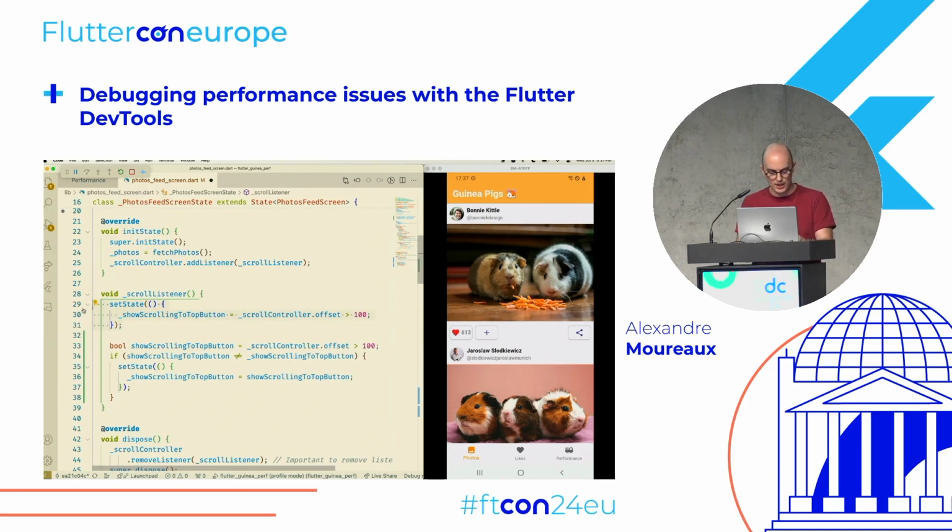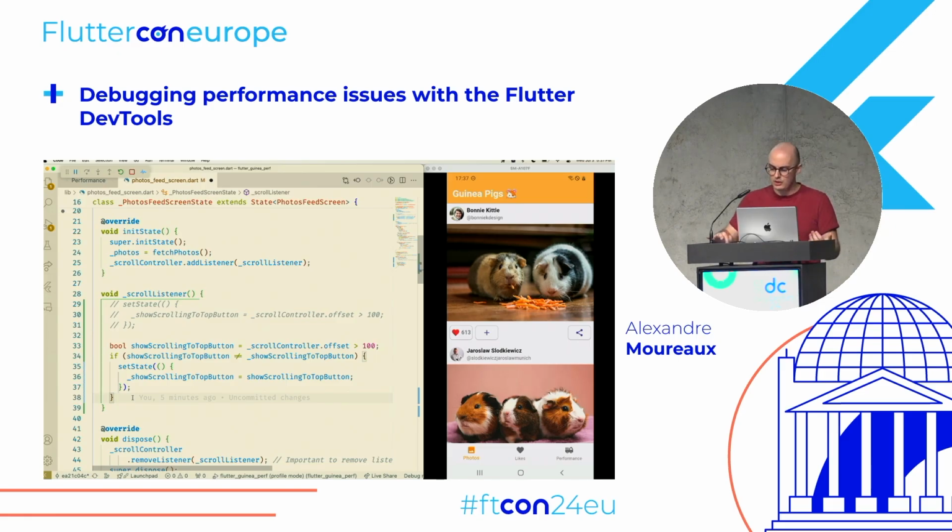Instead of setting the state all the time, I could compute the new value of my Boolean, compare it with the old value, and make sure that I set state only if needed. And to be honest, that would be a good enough fix.